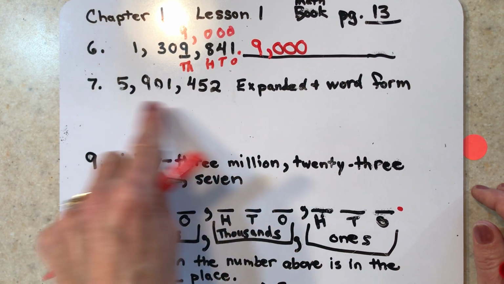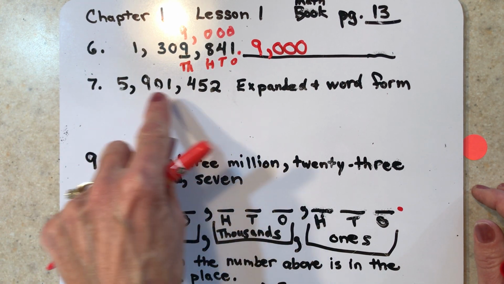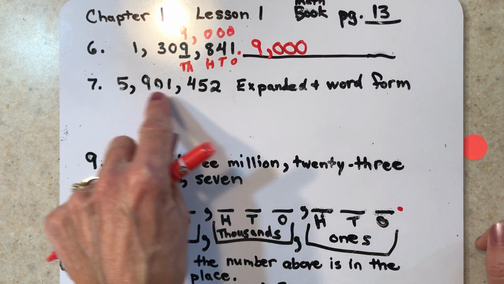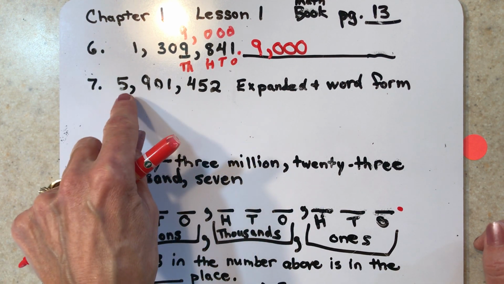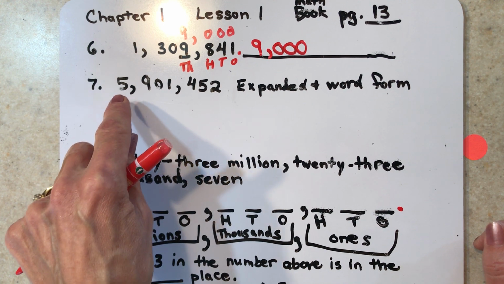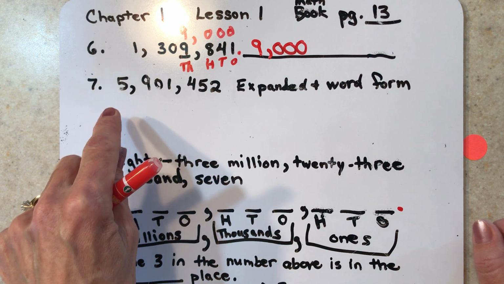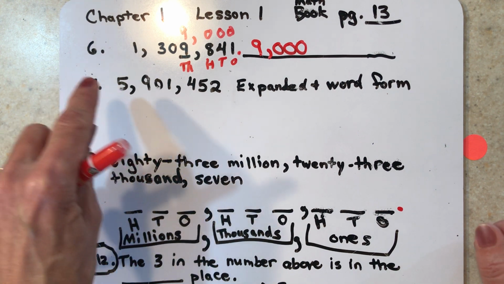First I need to know how to say this. I can see there's 2 commas, and I know that the first comma means that this is in the thousands, the 901, and I know that this is in the millions. And I kind of need to know that before I start speaking. Okay, I'm starting in the millions. I need to say this out loud.